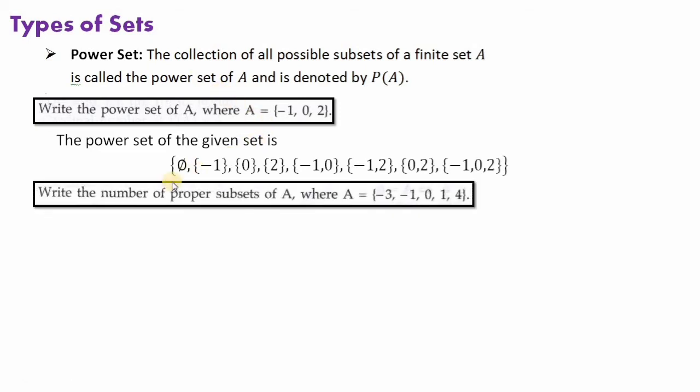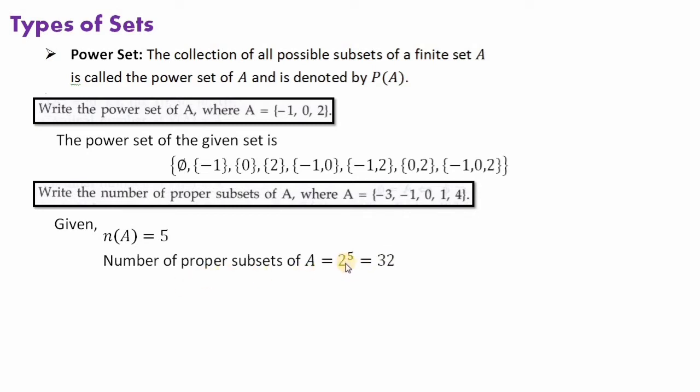Now again, the question says, write the number of proper subsets of A, where A is given to be this much. If a set contains m elements, then the number of proper subsets will be how much? It will be 2 to the power m minus 1. Now what is the total number of elements here? You see that there are 5 elements. So the total number of proper subsets will be how much?